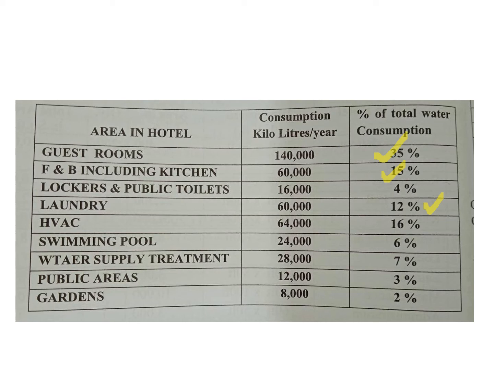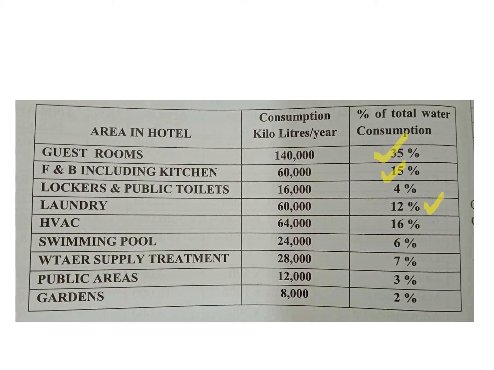The HVAC is basically the heating, ventilation, and air conditioning system. These are kiloliters per year in the estimation, which means when you're talking about 60,000, it means 60,000 into 1,000 liters. 60,000 kiloliters is about 6 crore liters. That's what it comes to. Yeah, that is kiloliters over there.